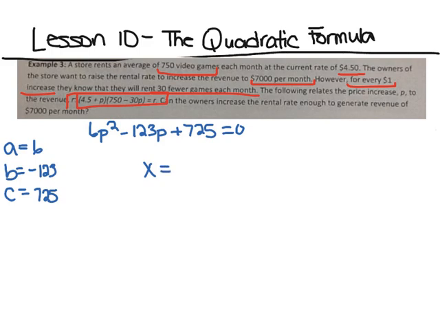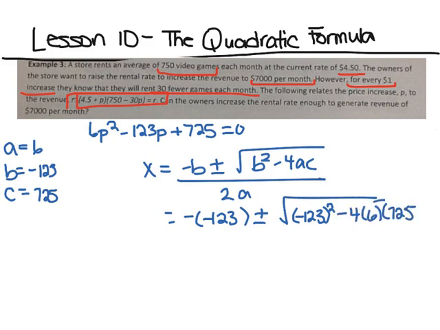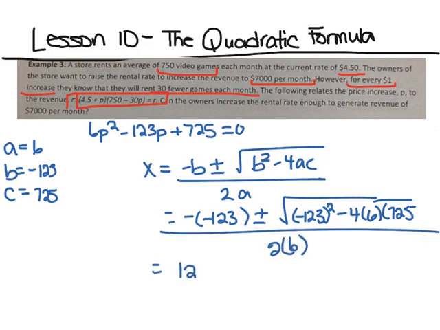So we have x equals negative b plus or minus the square root of b squared minus 4ac all over 2a. Okay, so we have negative 123 plus or minus the square root of negative 123 squared minus 4 times 6 times 725 all over 2 times 6. Simplify inside your radical. A negative and a negative makes a positive, and you get negative 2,271 over 12.